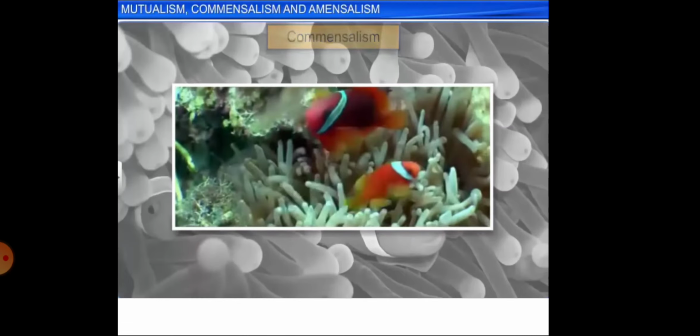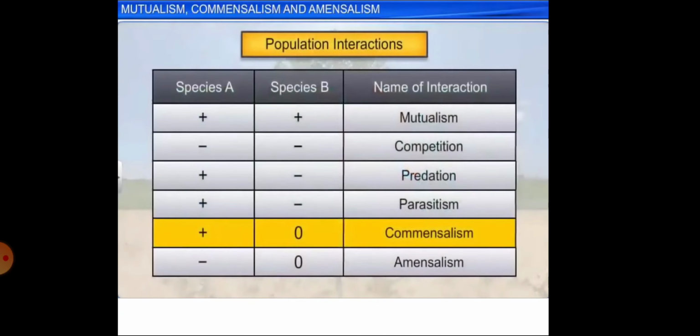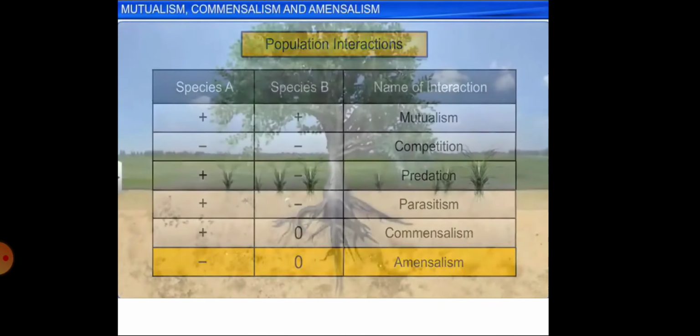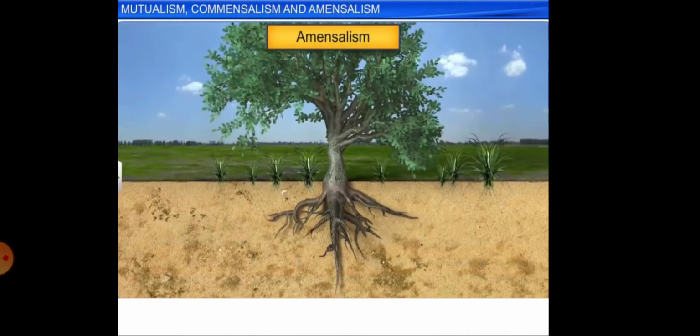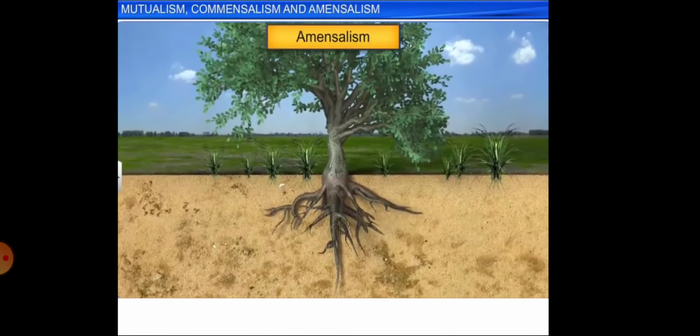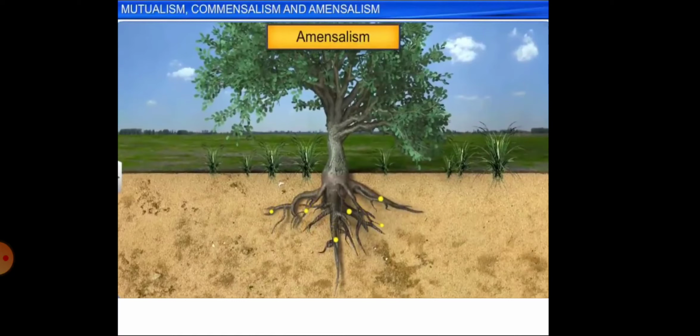Apart from commensalism and mutualism, amensalism is another interspecific interaction seen in nature. In this interaction, one species is harmed and the other remains unaffected. Usually in this type of interaction, an organism oozes a chemical compound which is detrimental to another organism.